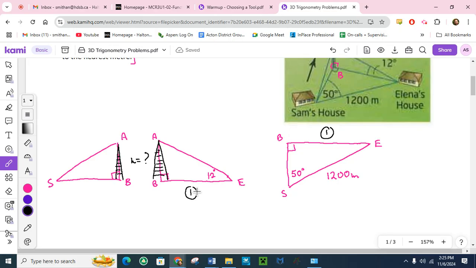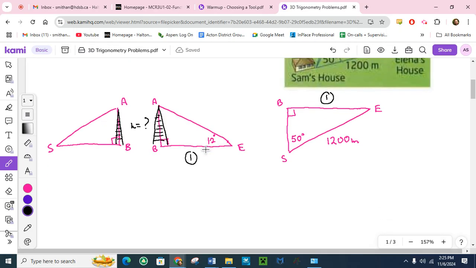We actually don't need the third triangle. This is just 2 steps. And you guys could have done this question in grade 10. It's just breaking down a 3D diagram is what's kind of expected at the 3U level. So step 1, let's find side BE.